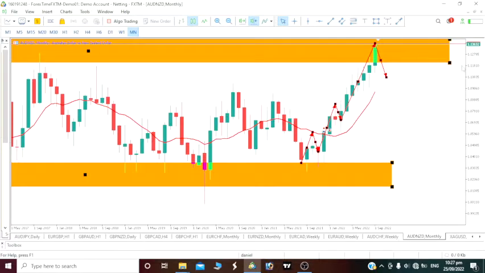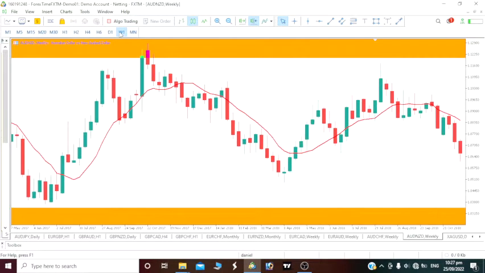If you want to go long on the monthly time frame, I'll say hold on a bit, because the bears are about to happen anytime soon. So that is on the monthly time frame.